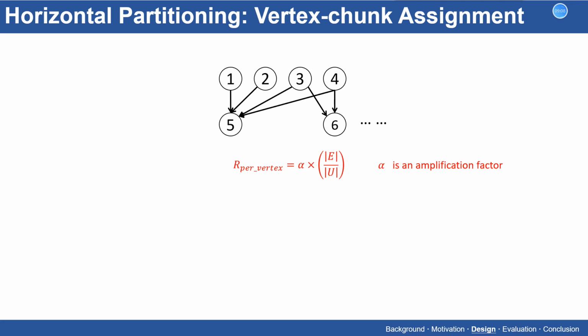Furthermore, according to the third observation, the vertices within a vertex subset often exhibit a power law degree distribution. As an example, shown in the above figure, since vertex chunk 5 connects more edges than vertex chunk 6, vertex chunk 5 will consume more computation time in each iteration of graph algorithms. To identify the high-degree vertex chunk, we define a parameter R per vertex, as shown in the above figure. If the degree of a vertex is higher than this parameter, then the vertex chunk is identified as a high-degree vertex chunk.